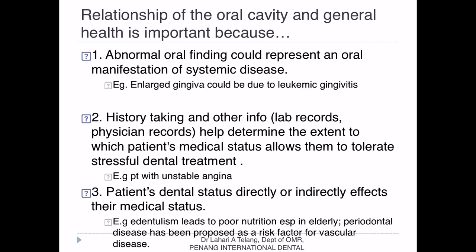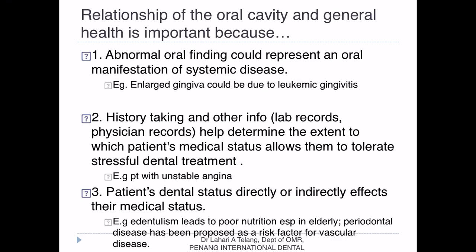The relationship of the oral cavity and general health is very important. This is because, first of all, an abnormal oral finding could present an oral manifestation of systemic disease. The example for this sort of abnormal finding could be enlarged gingiva. That can be due to leukemic gingivitis, for example. So as an oral healthcare provider, this enlargement of gingiva could lead the dentist to be the one aiding in the diagnosis of leukemic gingivitis.